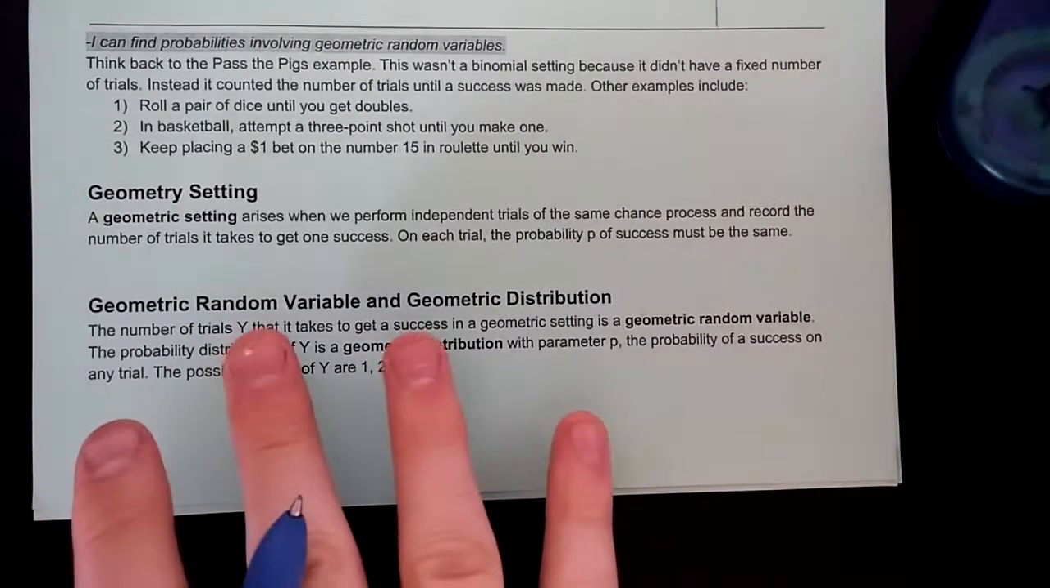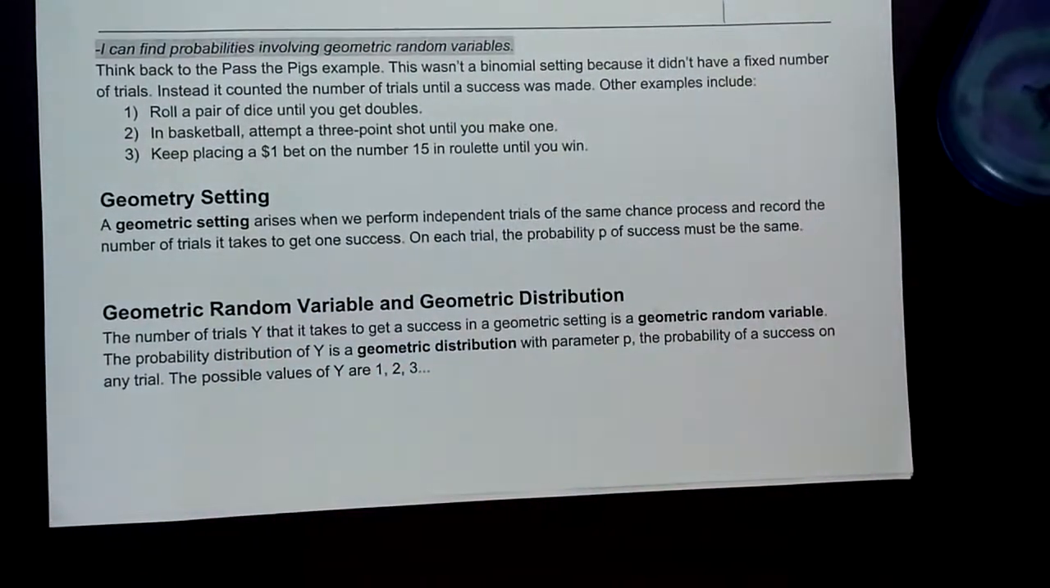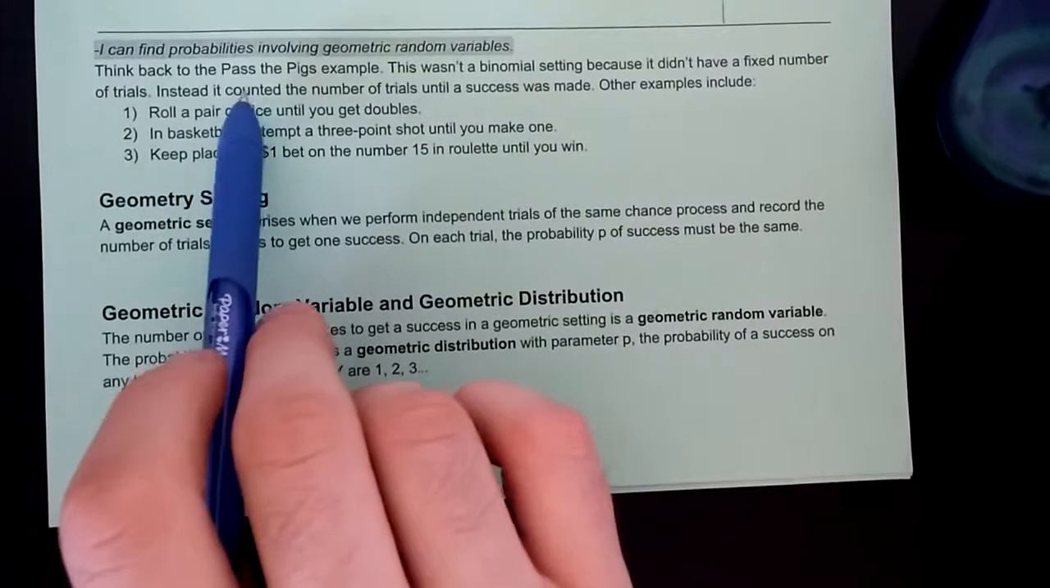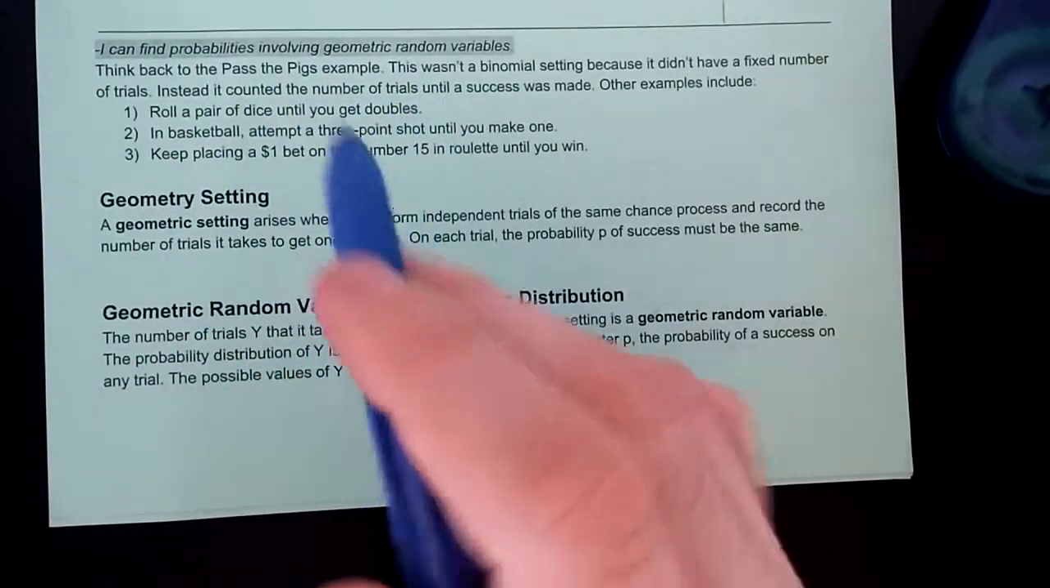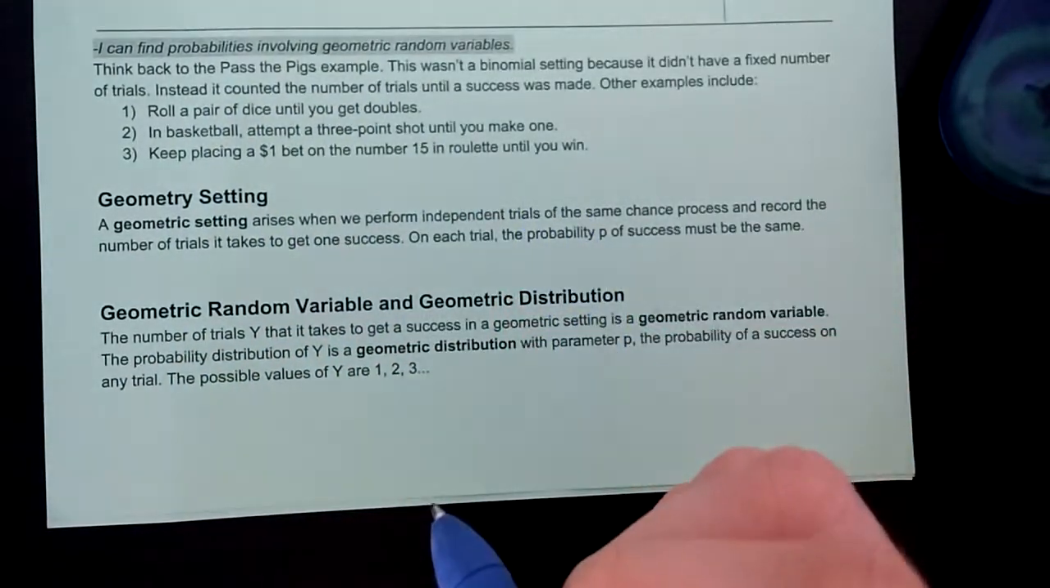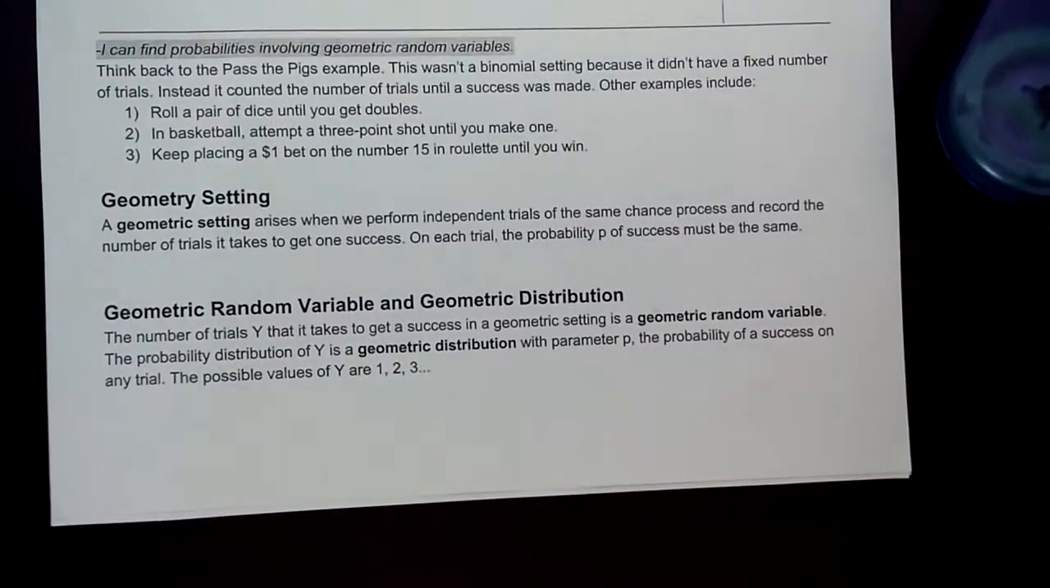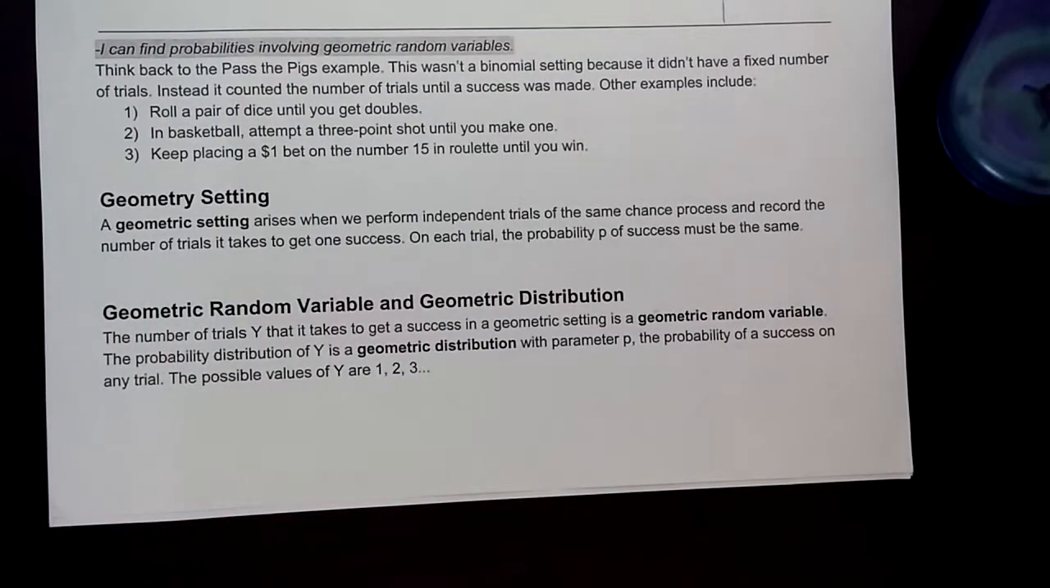In this video, in section 6.3, we're going to talk about geometric settings and finding probabilities within geometric random variables. So, the Pass the Pigs example from the beginning of the section we read about during class: the idea was you rolled until you got what's called a pig out, or you got a certain set of numbers on the die. And when you're counting the number of times it takes to get some success or a failure in that case, you're counting in a geometric setting.